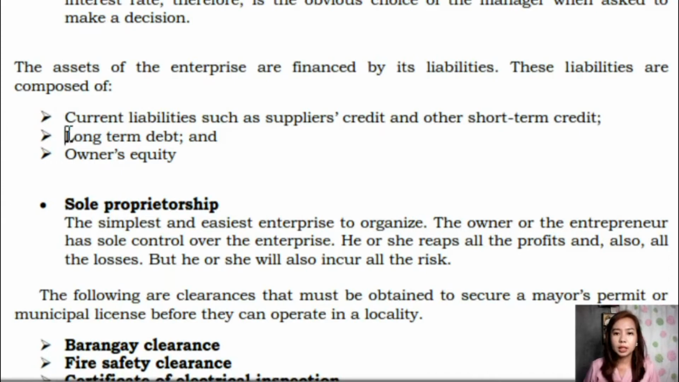Okay, next is the long-term debt or the non-current liabilities. Ito na yung parang matagal. So, it could be a year or more na babayaran ninyo. And then, owner's equity. Ito yung mga ibibigay ninyo as owners or as yung mga magpa-partner sa business, let's say, galing sa savings nyo na ibibigay ninyo or ipuput up ninyo dun sa operations ng inyong business.